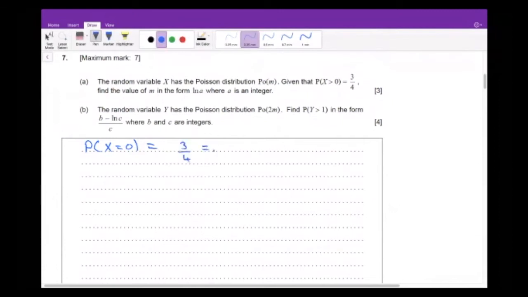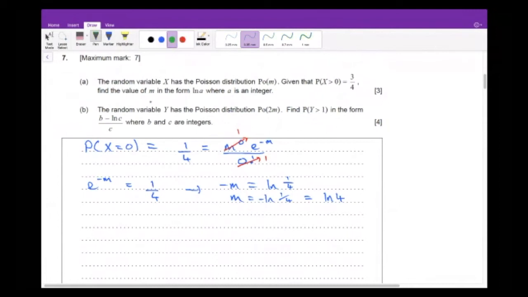But we also have an equation in the data booklet, which tells us that it's equal to 1/4, m to the power of 0 times e to the power of minus m over 0 factorial. Well, m to the 0 is 1, 0 factorial is 1. So we get that e to the minus m is equal to 1/4. If we take natural logs of both sides, we get that negative m is ln 1/4. So m is equal to minus ln 1/4. If we take the minus inside as a power, that becomes ln 4. So there's our 3 marks, and we've satisfied the condition a is an integer.